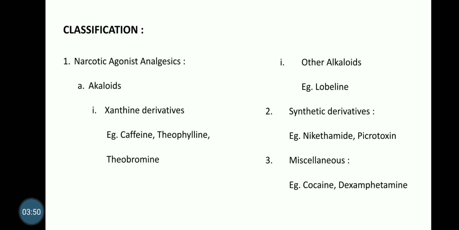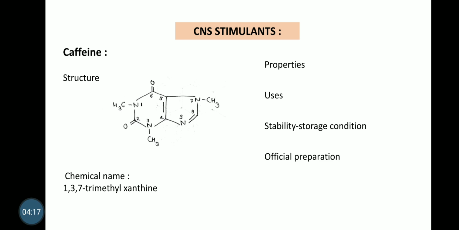Classification is mainly into three classes. First one, naturally occurring drugs, that is your alkaloids. Two subclasses: one is xanthine derivatives, examples caffeine, theophylline, theobromine, and the other alkaloids, example lobeline. Synthetic drugs: coramine, picrotoxin. Miscellaneous: cocaine, dexamphetamine. Now let us see the drugs which are for your syllabus. It is a very small topic, CNS stimulants or analeptics. The first drug is caffeine.